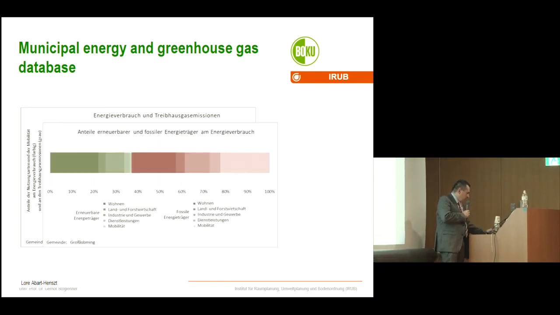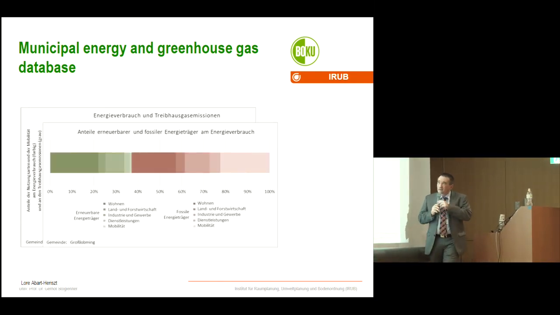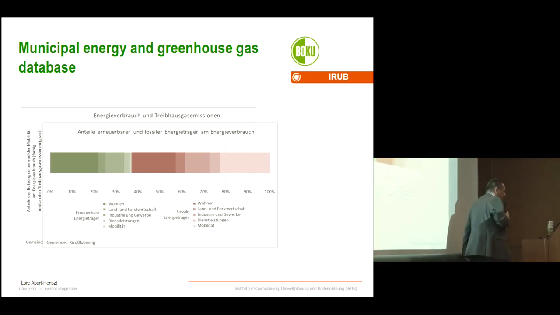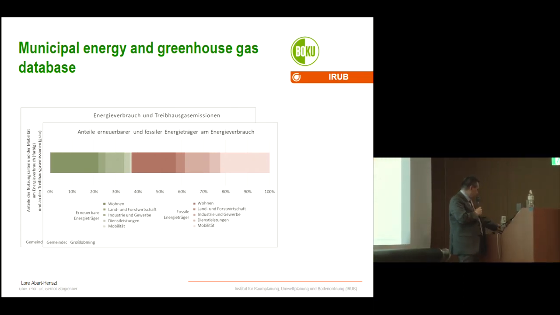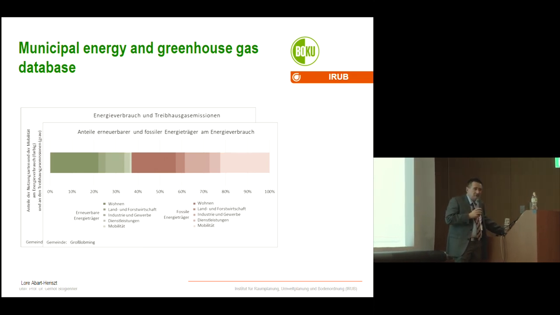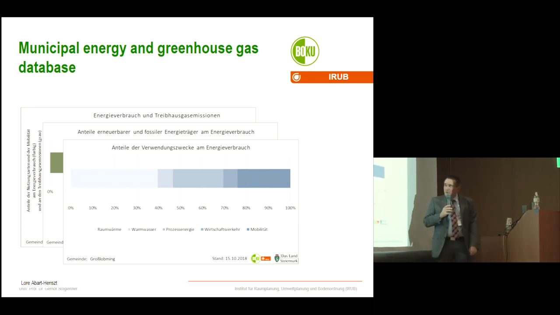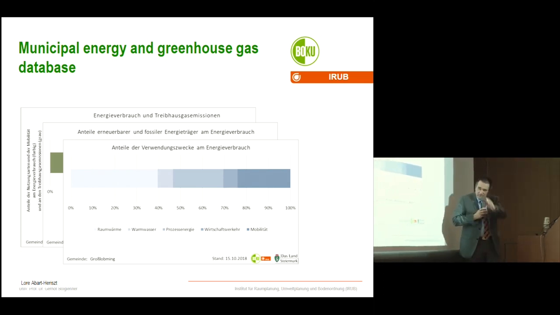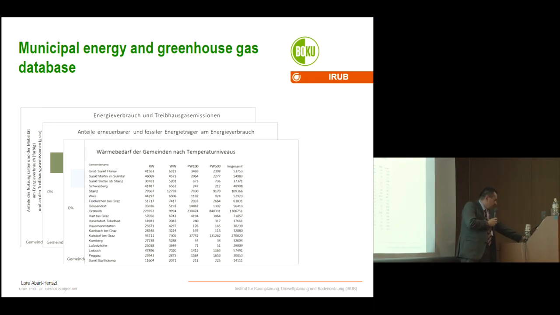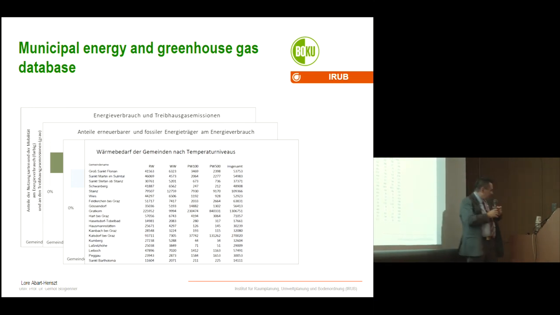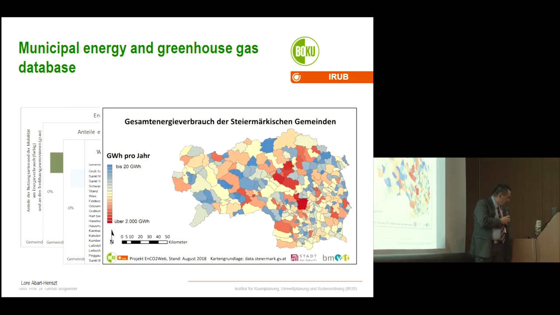We can also show the different fossil and renewable energy sources. In Austria, we have about 34% renewable energy sources in the overall system, and this changes considerably between the municipalities, for instance, and also by purpose, from heating, cooling, process energy, mobility, and so on. We could even show different temperature levels, which is nice for the technical planners, but not for today.